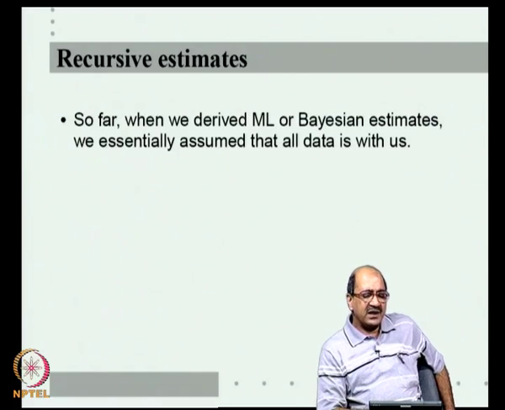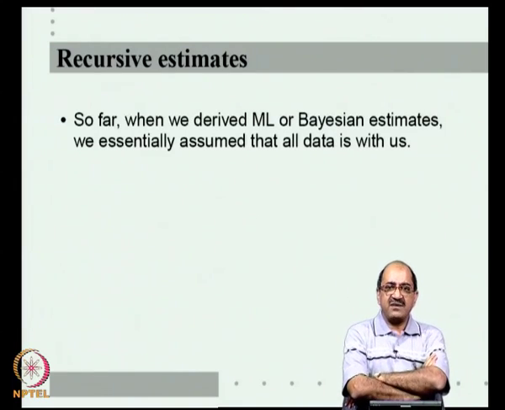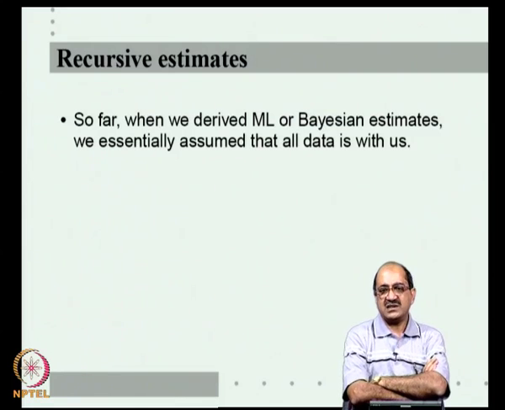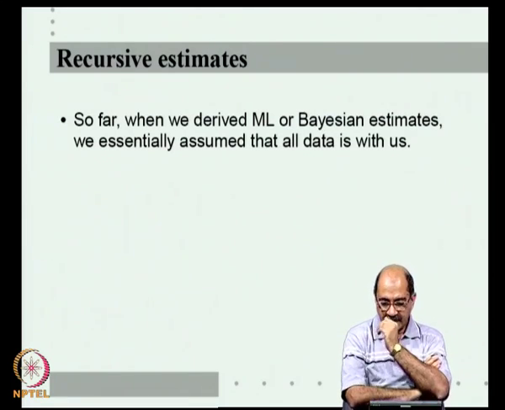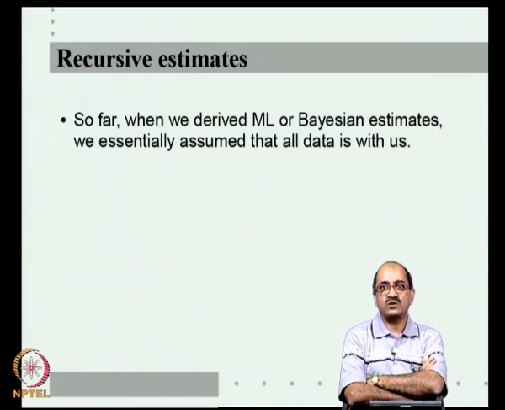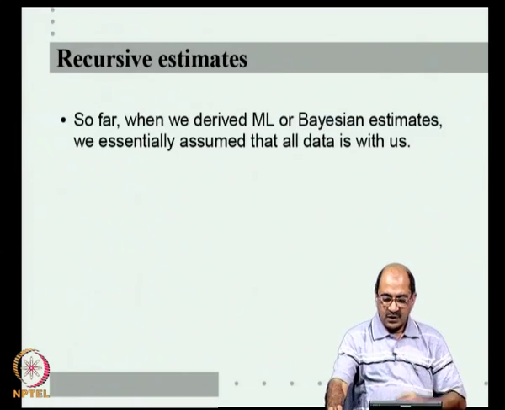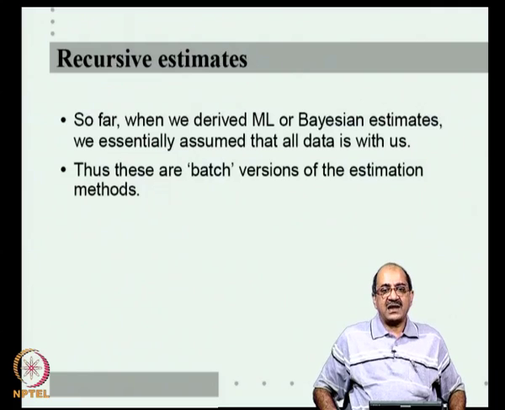We have been looking at our maximum likelihood and Bayesian estimates, but the way we derived them, we are assuming that all data is with us. We are just deriving some functions of x1 to xn as the estimates. So, in a sense, this works only when all the data is explicitly stored somewhere. In that sense, sometimes these are called batch versions of the estimation method. Batch in the sense that I need to have all the data with me.